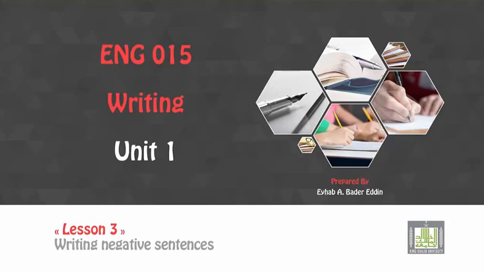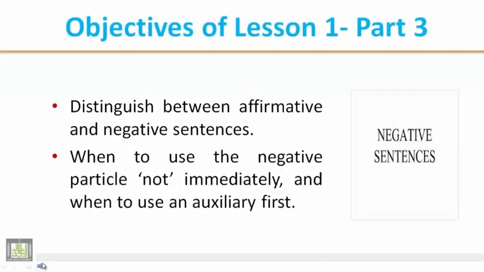We start with the objectives. We have two objectives of this lesson. The number one is to distinguish between affirmative and negative sentences, التمييز بين الجمل المثبتة والمنفية. And the second objective is when to use the negative particle not immediately and when to use an auxiliary first.